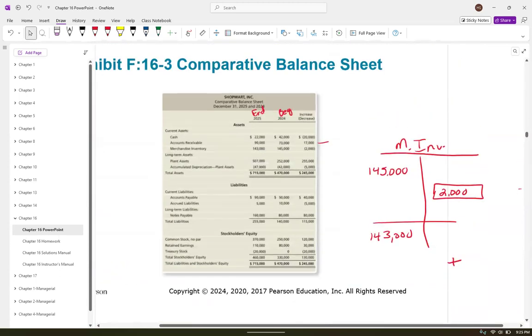I'm really not following along with the statement of cash flows. I'm trying to follow along with this information that they're giving us on the balance sheet, the comparative balance sheet.